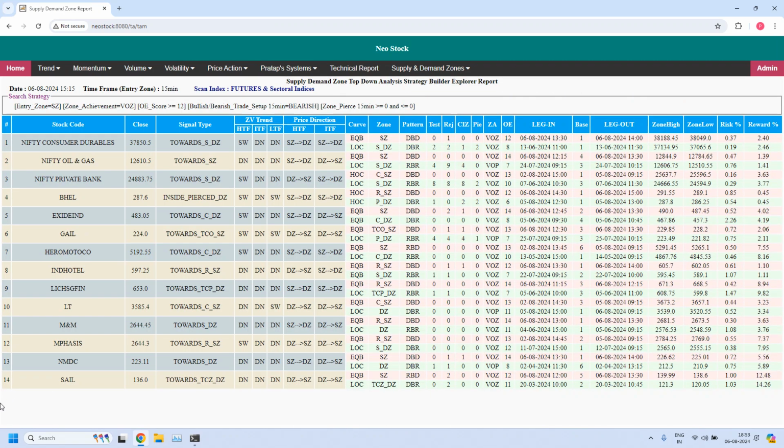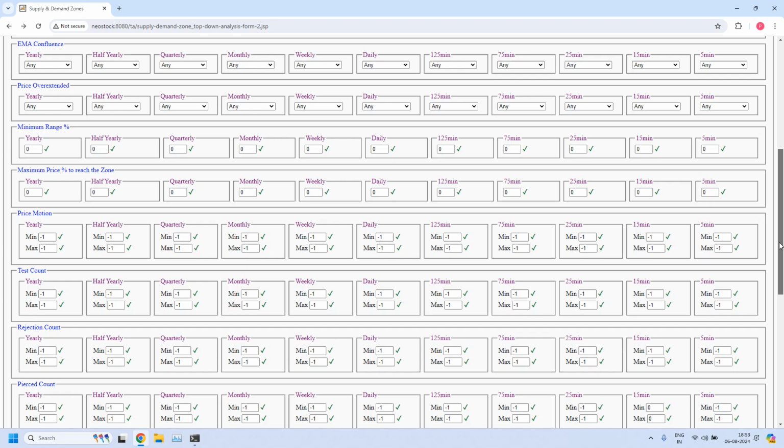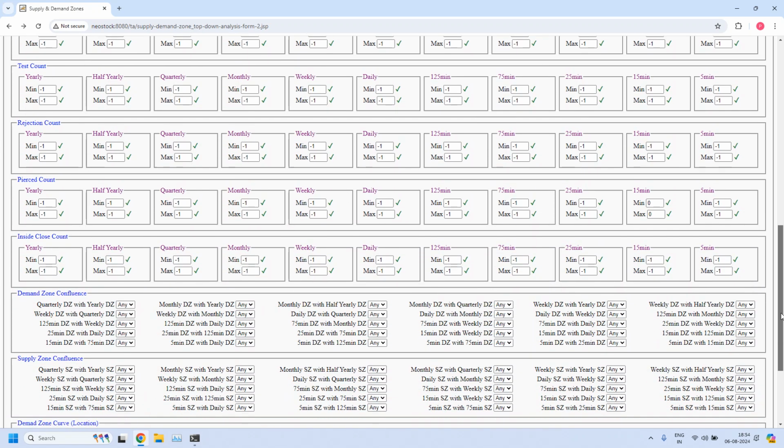Now let us generate the report. 14 stocks are filtered. So currently 14 stocks are supporting bearish trade setup for daily income trade. But out of these 14, how many stocks are having confluence with its ITF time frame? For 15 minutes, ITF is 75 minutes. So I am going back, adding the ITF filter for supply zones.